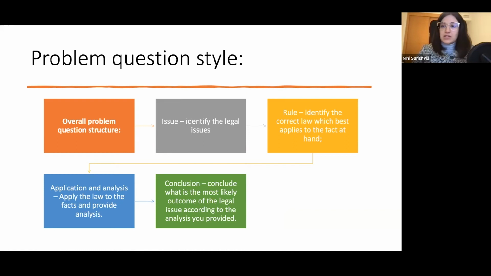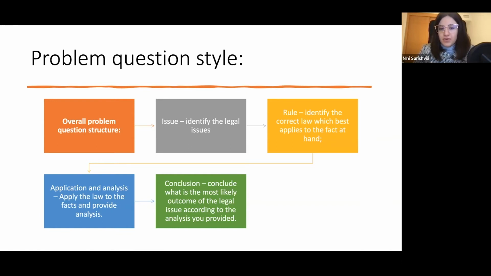The application analysis part is the most difficult, and most of the time students lose marks in this step. In the application analysis part, you're required to apply the law that you have identified to the facts of the case. And you need to make arguments. This is where you demonstrate your legal skills. And this is where you need to show to the examiner that you not only know the applicable law, but you are able to apply the applicable law to the facts of the case and make arguments.